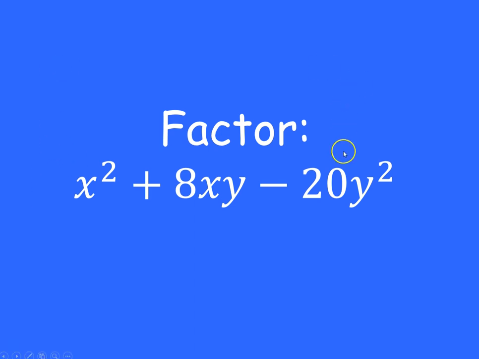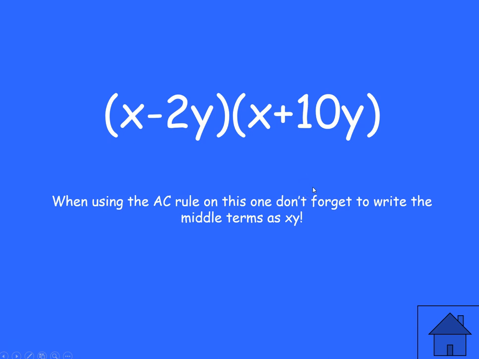And it's time for the answer. Let's see if you got the answer. It's x minus 2y times x plus 10y. Now remember, when doing the AC rule and you did the chainsaw, when you rewrite the middle terms, make sure that they have the same value as the middle term of the original problem. So in this case, xy's.